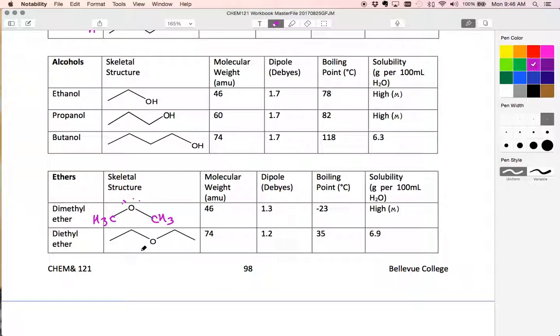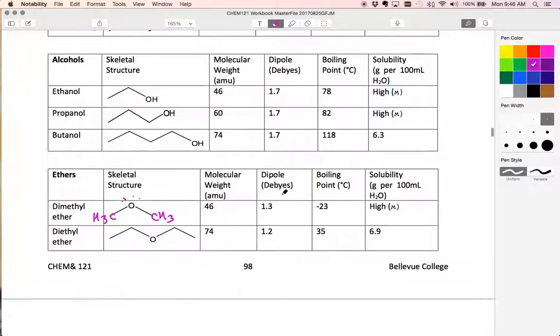And are these ethers as polar as these alcohols? If you look at the dipoles, they're a little bit smaller, so I would say they're not as polar, and the boiling points are much lower. And the water solubility is still high. So mainly it affects boiling point and the polarity, the dipole values here.